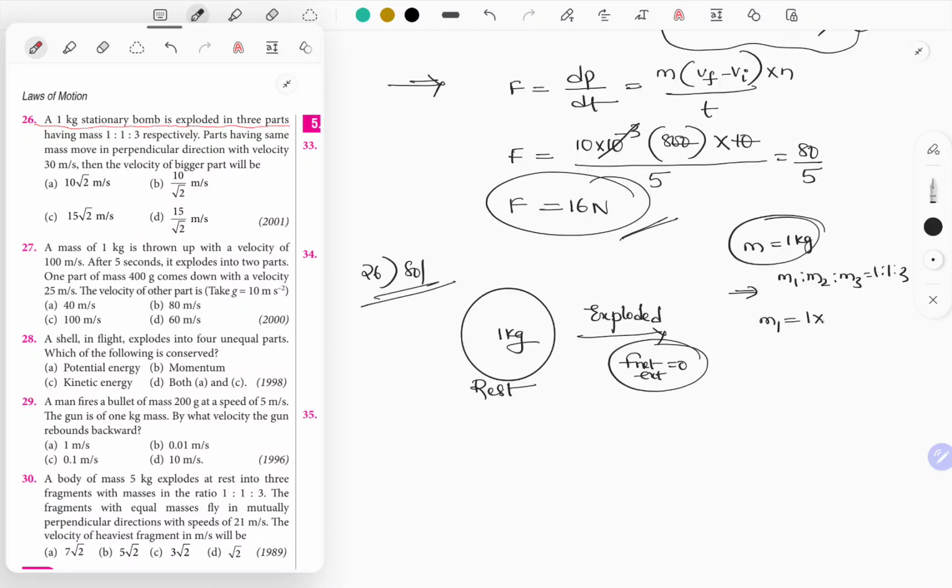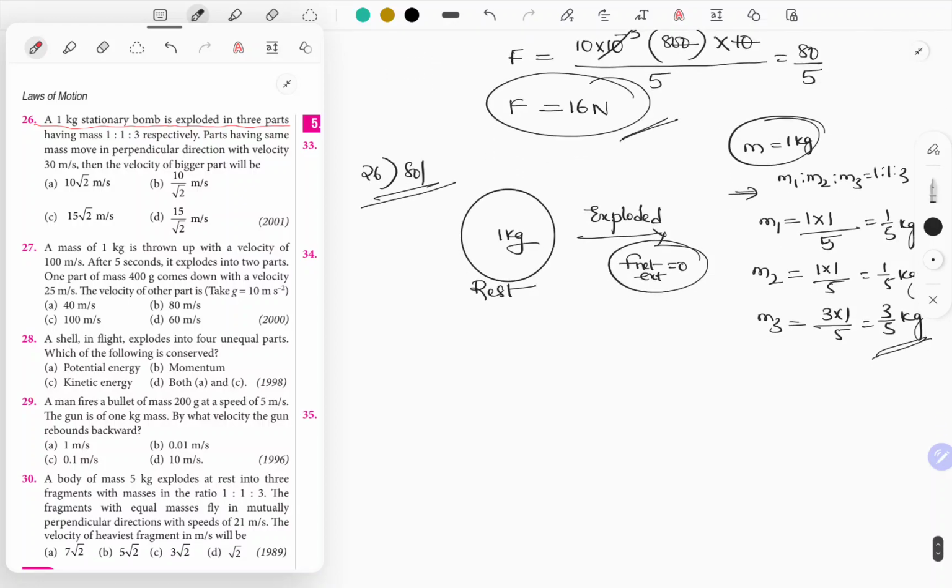So m1 is 1 into total mass divided by sum of the parts, which is 5, so 1/5 kg is the answer. Next, m2 is 1 into 1/5, which is 1/5 kg. Next, m3 is 3 into 1 divided by 5, which is 3/5 kg. This is the way to represent mass of the individual particle.